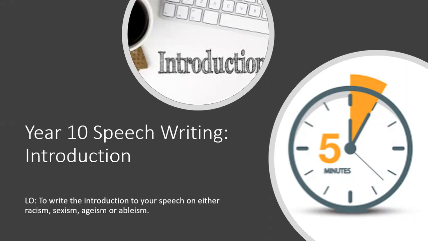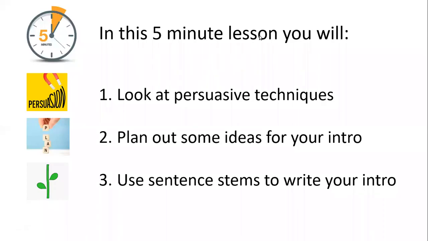By the end of this lesson you should be able to write your introduction to your speech on one of the 4 topics, either racism, sexism, ageism or ableism. So let's have a look what we're going to do in this short lesson today. I'm going to look at persuasive techniques that you'll need to include, plan out some ideas, and give you some sentence stems that will help you to write your introduction.